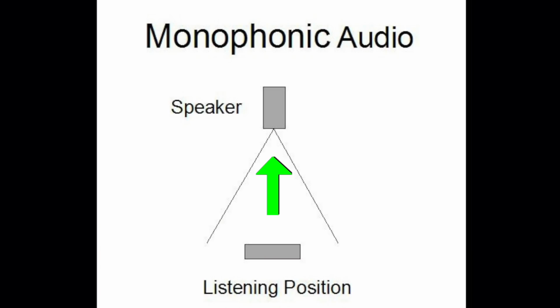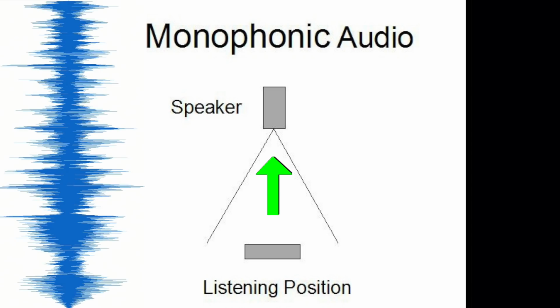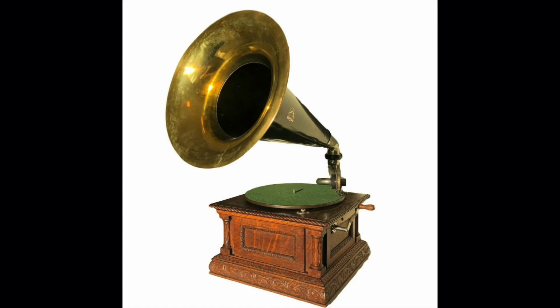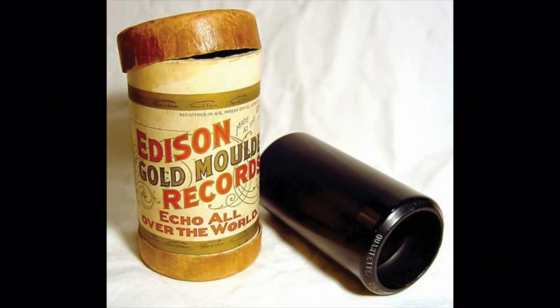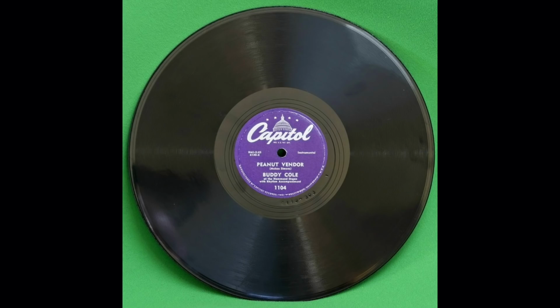Alright, so let's start from the beginning. Monaural sound, or mono for short, is sound that only uses one audio channel and is meant to be played from only one position. For example, a gramophone from 1904 with one horn, or a radio from 1938 with one speaker. So as you can tell from these two examples, mono has been around since the earliest days of recorded sound. Everything from the wax cylinders of the 1890s to the shellac records of the 1940s used mono.